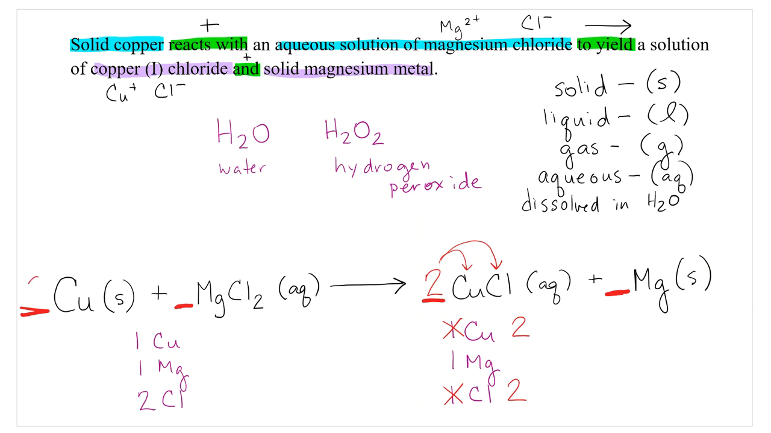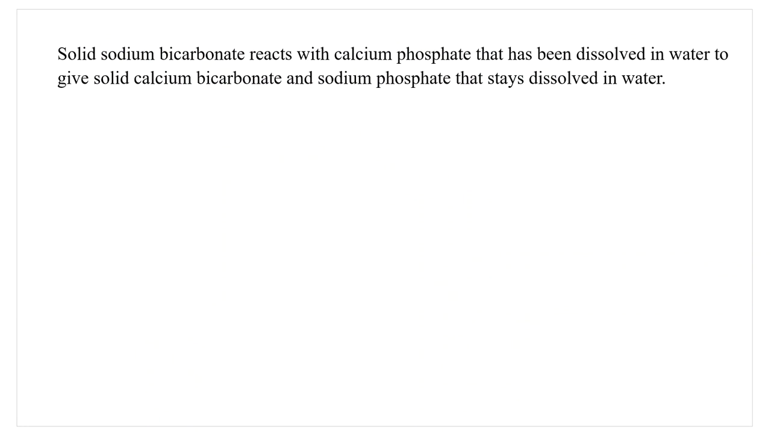So what coefficient am I going to add in front of my copper so that my coppers are balanced? 2. That changes the atom inventory of copper, and thank goodness we were trying to get to 2, and we did. So now check, check. This is balanced. 2 coppers react with 1 magnesium chloride to yield 2 copper 1 chloride and solid magnesium. Good? Good. All right. We're getting there. Almost done.